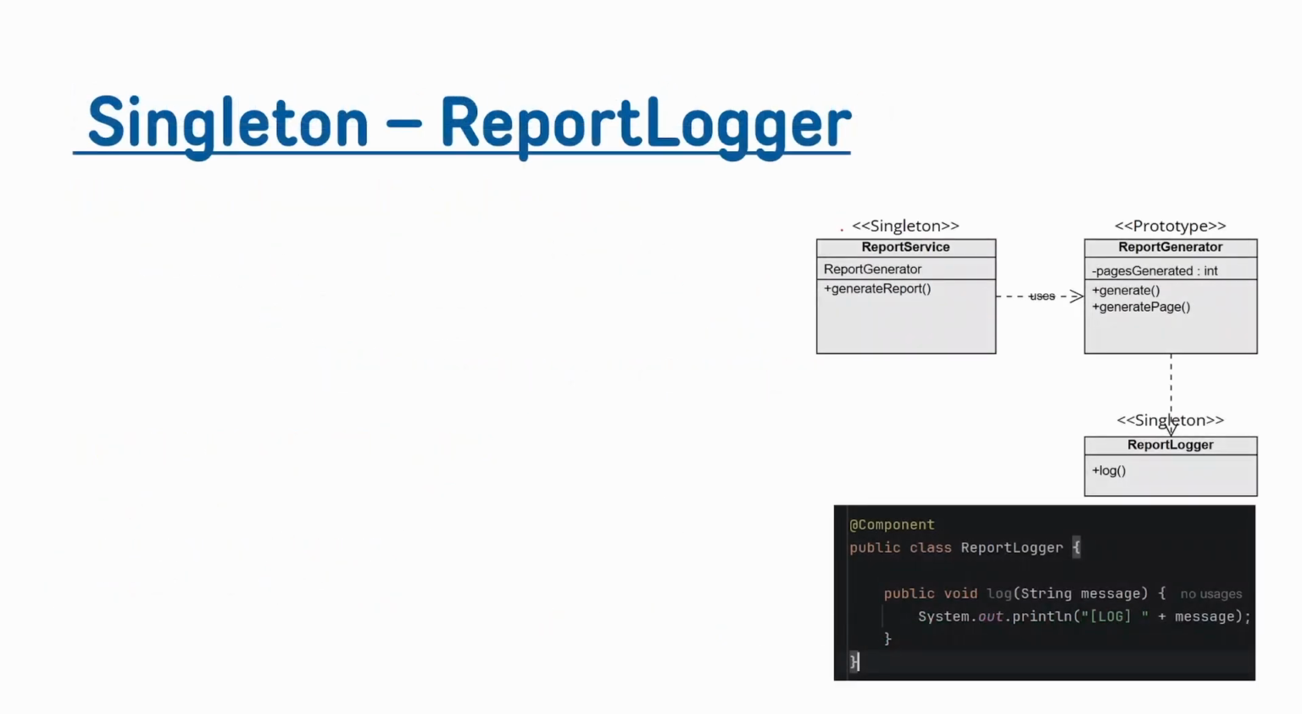So basically we have a report service, and it uses the report generator, which is of type prototype bean. Now every report page generated should be logged. So it will use the report logger to log the request, and it is of type singleton since it remains stateless, and the same logger can be used for the different instances. Let's see how we can do it.